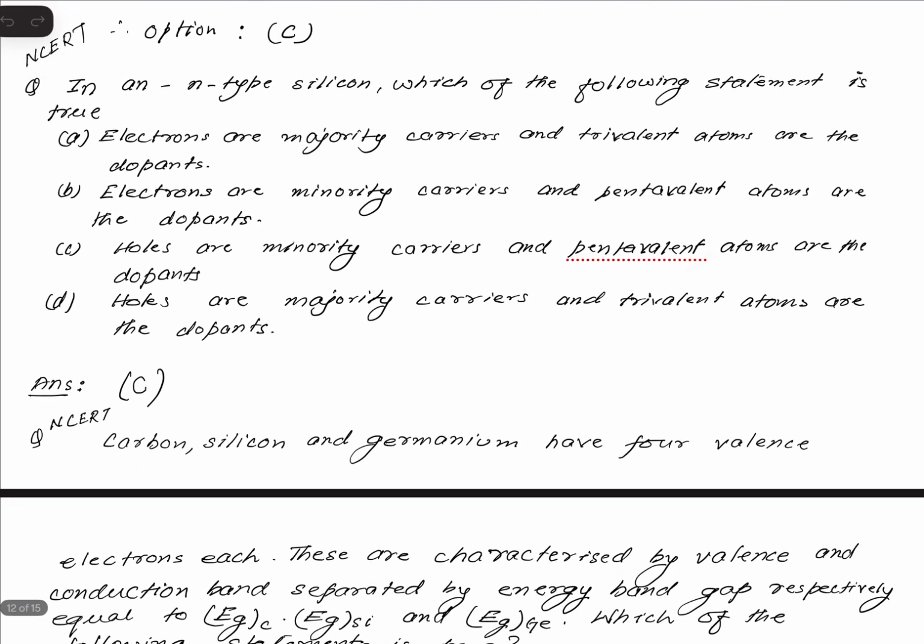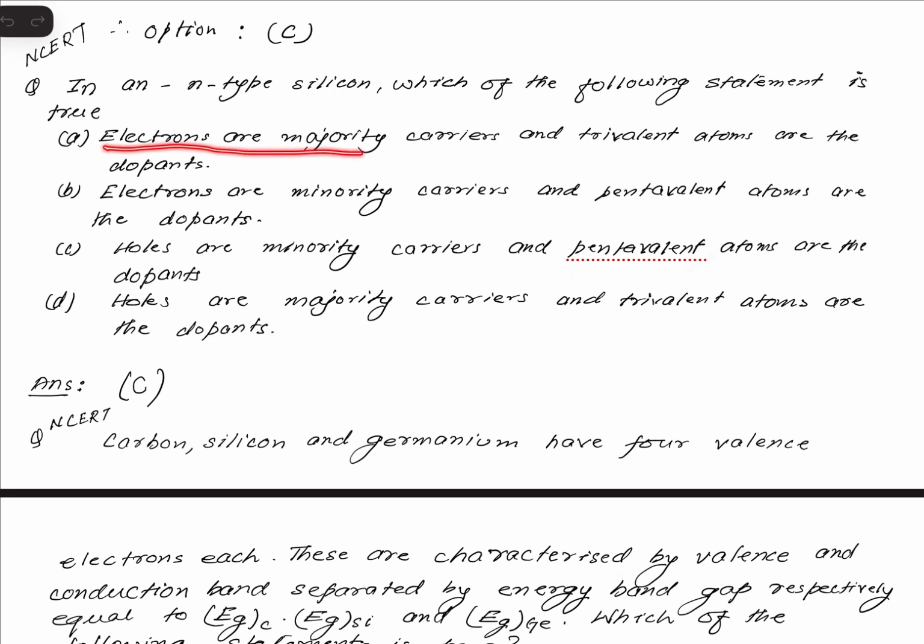Right? Okay. Now let us go with another question. This is again from the NCERT. In N-type silicon, which of the following statements is true? In N-type, what is the majority? Electrons. What is the minority? Holes. N-type is obtained by doping pentavalent. Right? Yes or no? So let us see.